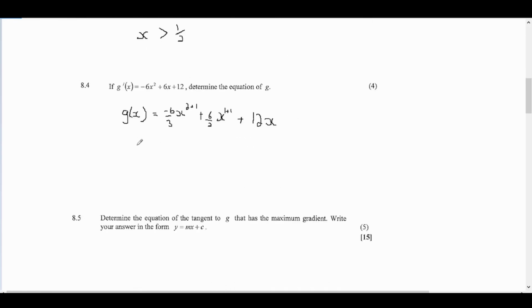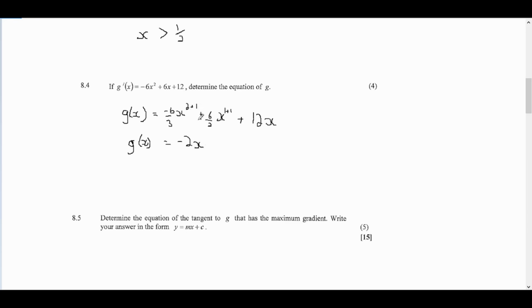And let me just simplify this. So g of x is equal to minus 6 divided by 3 is just minus 2x, and then 2 plus 1 is 3, plus 6 divided by 2 is 3x, and then 1 plus 1 is 2, and then our 12 is just x over there, because if you have to use the power rule on this, you can see that this will then be 1 minus 1, which is 0, so this term becomes 0, and you just leave the 12, so we're undoing that. Okay, and then from here we have our g of x.